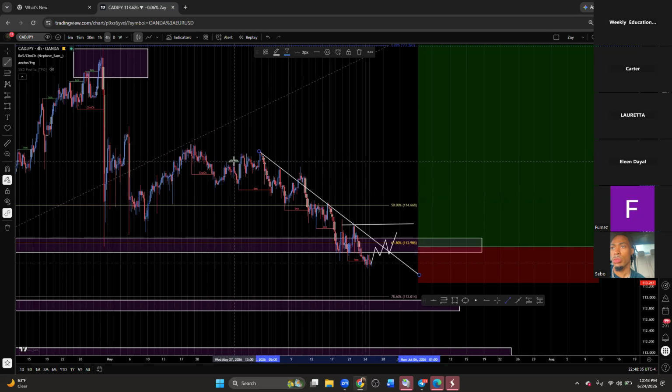I know some of y'all may get confused between change of character and breaking structure. So understand, when the market continues to break the structure of the trend it's actually going in, that's when it's going to say BOS, or breaking structure. When it breaks the structure in the opposite direction of the trend, it's going to say change of character. Okay? Drop a one in the chat box if that makes sense. All right, perfect.